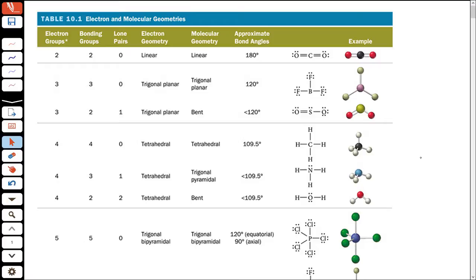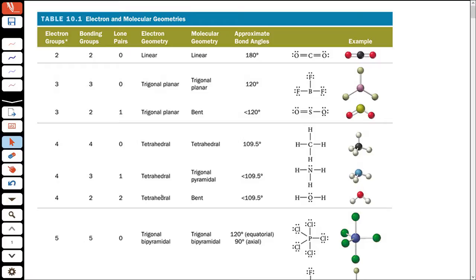When we go to 4 electron groups, we have the same thing, but because we have more electron groups, there are more different possibilities for molecular shapes. So those would all be called a tetrahedral electron geometry because they all have 4 electron groups, whether those groups are bonds, so atoms, or lone pairs. But the molecular geometry is going to change based on how many of those are lone pairs and how many of them are atoms. If they're all atoms, we still call that tetrahedral.